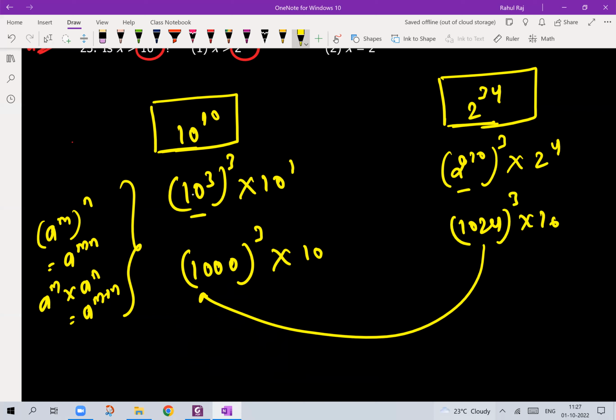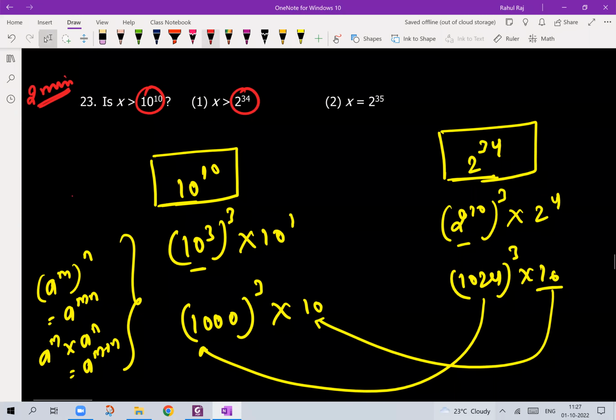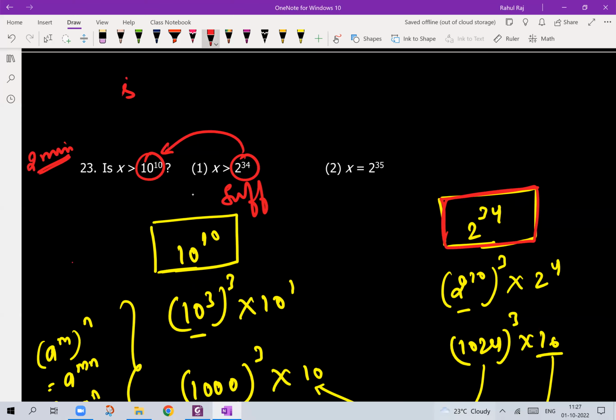1024 is greater than 1000, 16 is greater than 10. Can I come to the conclusion that 2 to the power 34 is greater than 10 to the power 10? Please tell me. And the moment I come to this conclusion, I can straight away say this is sufficient, because now the question becomes pretty easy. Is x greater than 10? Option number 1 says x is greater than 20. Now it doesn't take you more than 1 second to say this is sufficient.